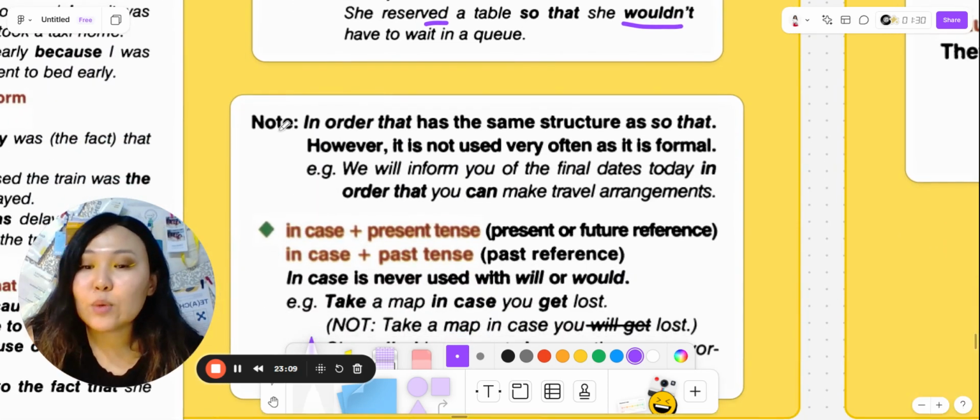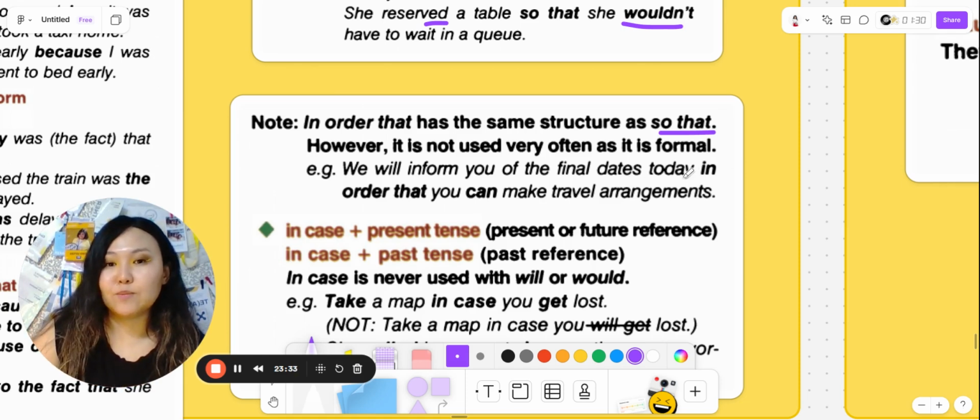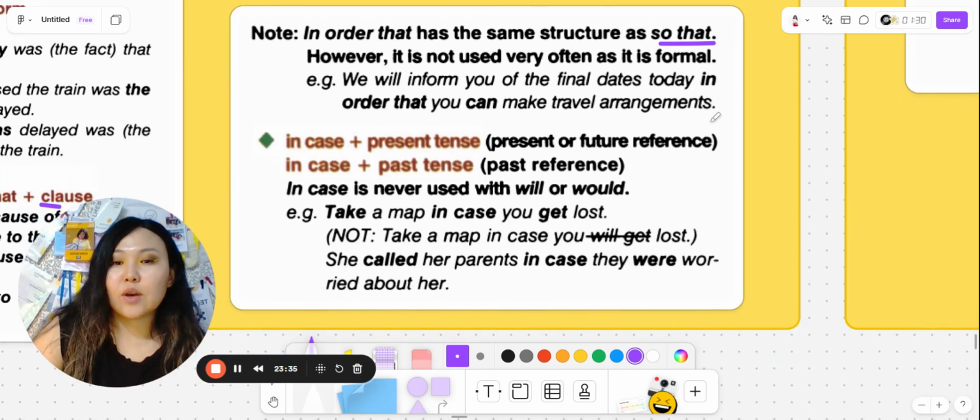Next one. We need to know that in order that has the same structure as so that. However, it's not used very often. It's formal. We will inform you of the final dates today in order that you can make travel arrangements. So it's not used very often because, yeah, it sounds very formal. Okay.